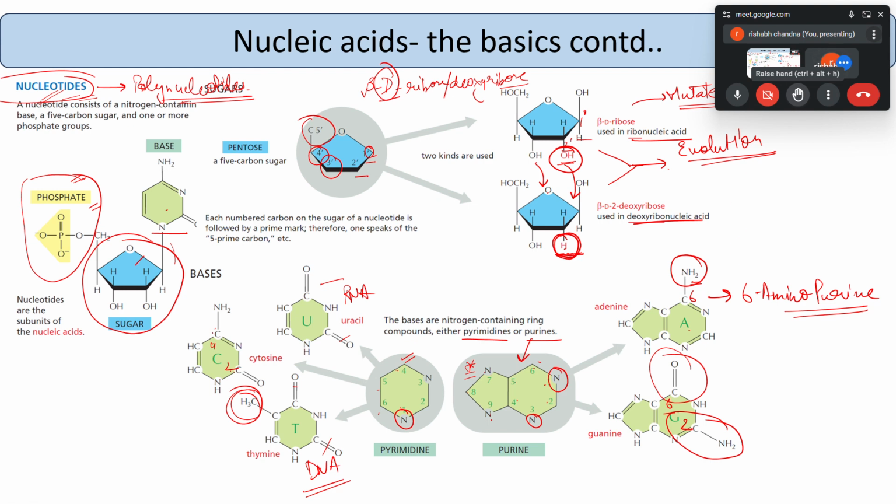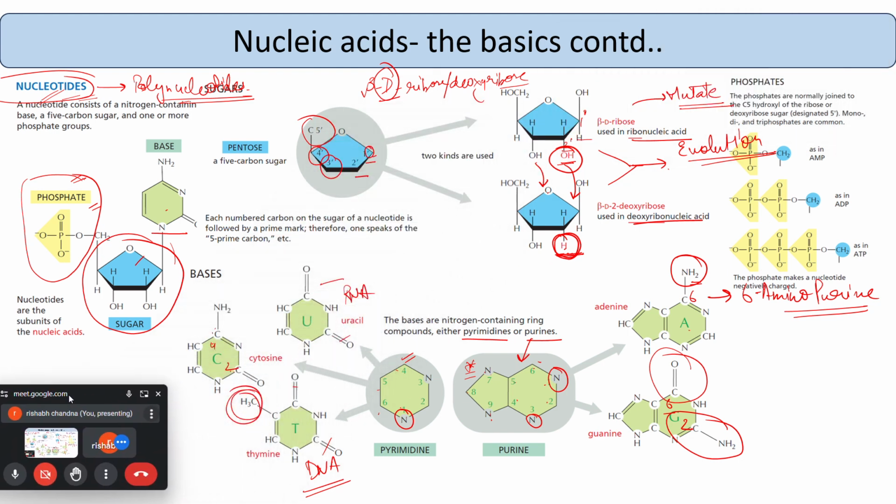Now comes the last part, that is the phosphate group. Phosphate is generally attached to the 5 prime end of the ribose sugar, and it can be either mono, di, or tri. That means only one phosphate group, or two or three phosphate groups are present. That's why it makes the nucleic acids negatively charged molecules. And the bases are connected with the first carbon of the sugar.